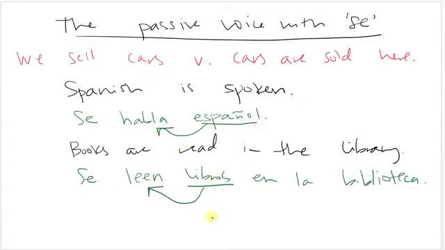So this is kind of like verbs like gustar, except you use it with se. And when you're using it with se, this is always going to be either singular or plural, depending on what your object is. And it's kind of like doing it backwards, just like in gustar. So Spanish is spoken, books are read. Something is pleasing, right? So it's doing it backwards, and it has to be either singular or plural depending on what your object is. So hopefully that makes sense.